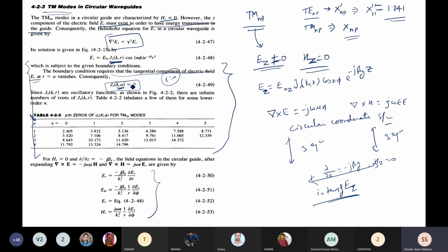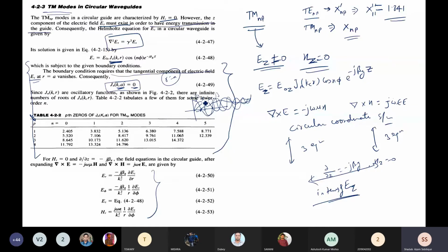If we apply r equal to a, this will become J n(kc a), and this J n(kc a) should be equal to 0. That was the Bessel function of first kind. Now this is the Bessel function J0, J1, J2, J3, which should be equated with 0. That means it should cross 0, the zeros of this line.